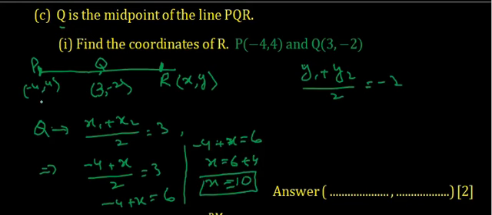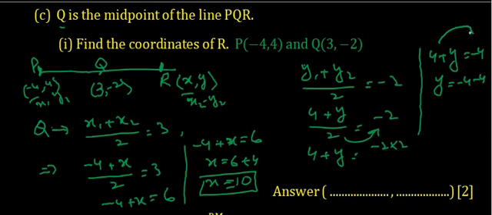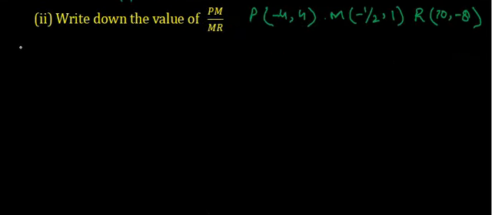Now for y, y1 is 4 and y2 is y, divided by 2, and the midpoint is -2. So 4 plus y is equal to -2 times 2, which is -4. So 4 plus y is equal to -4, and y is -4 minus 4. The 4 moves from left to right and the sign changes from plus to minus. So y becomes -8. So R is (10, -8).